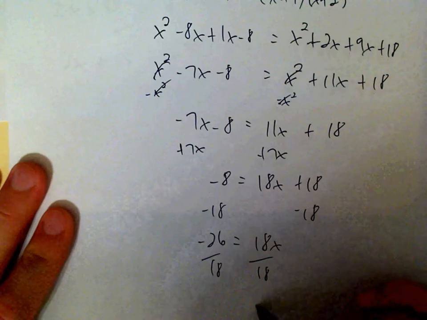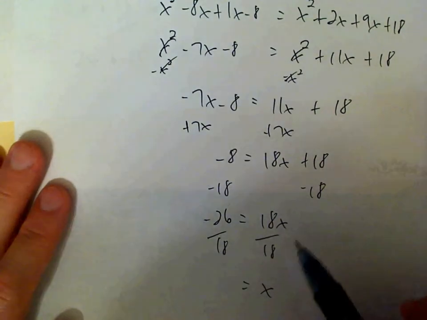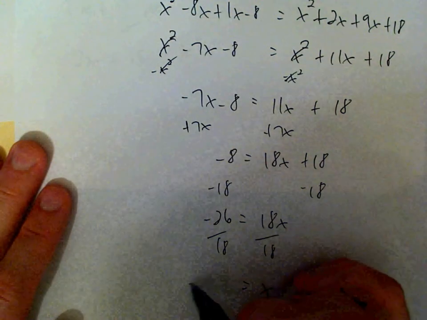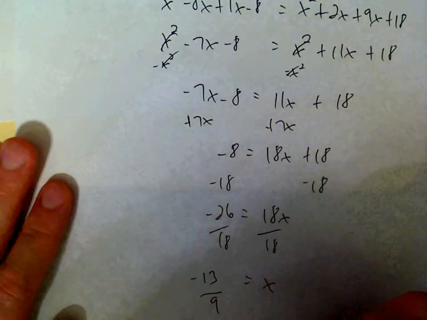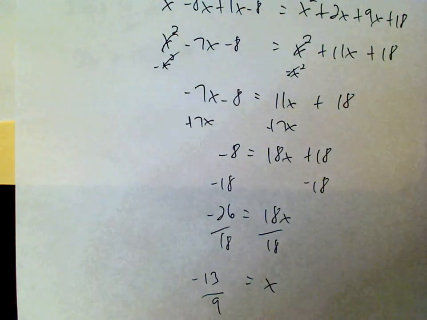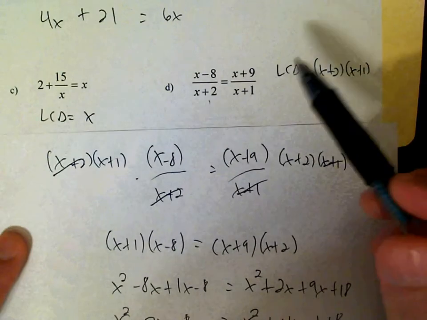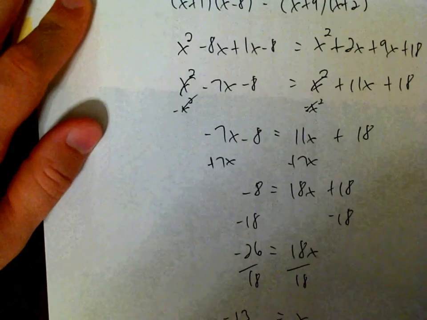And I'm going to reduce negative 26 over 18. 2 goes into both of those. It goes negative 13 over 9. 2 goes into 26 13 times. 2 goes into 18 9 times. There's no danger at all of division by 0. So that's my answer. That was a fun one, wasn't it?